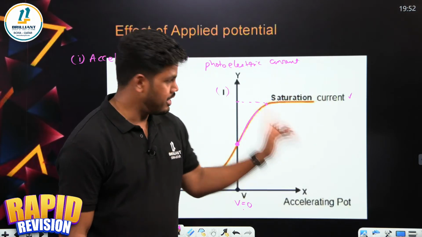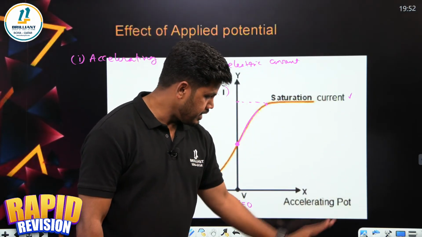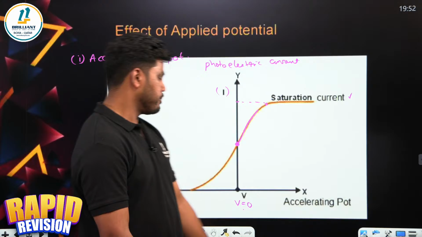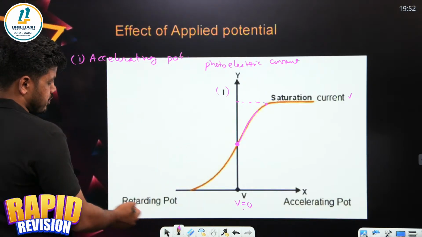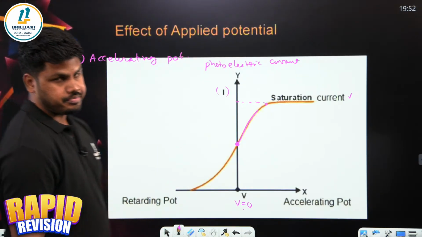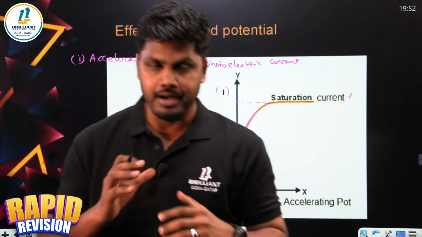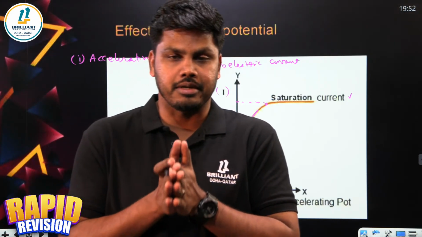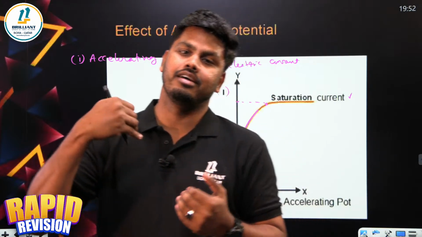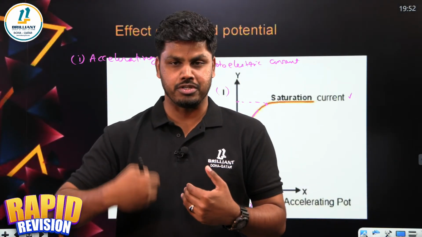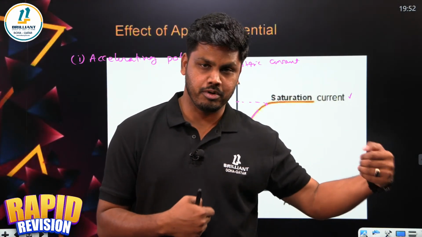Graph is very, very important. I will show you some sample questions at the end, how we get questions from this part. Okay, now what happens when we reverse the potential? We connected zinc, the photosensitive material, as negative to the negative terminal of the potential, right? And the other one to the positive terminal.